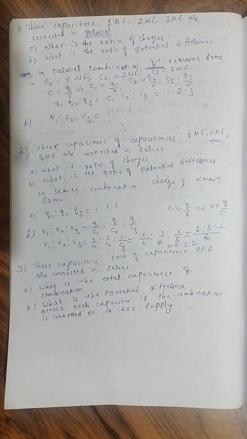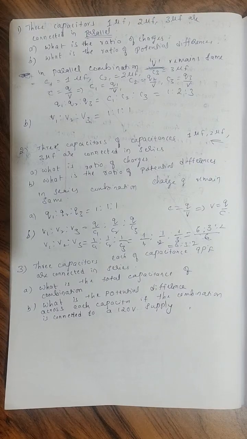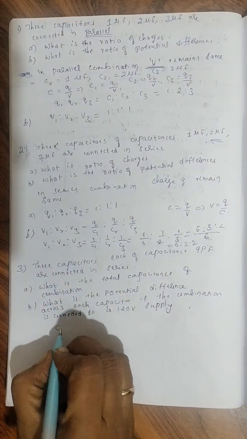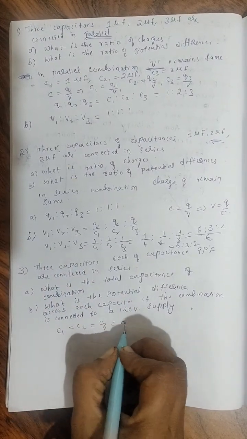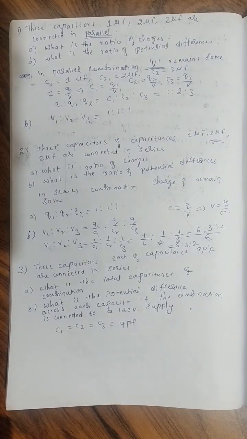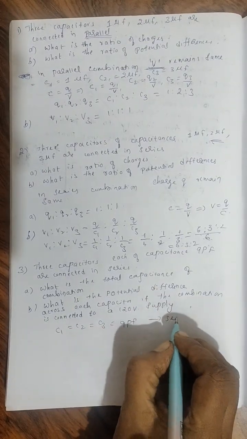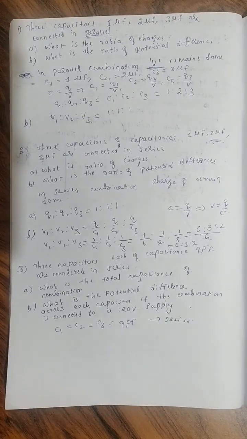Right? Now the next problem: 3 capacitors, each of capacitance 9 picofarad, are connected in series. So 3 capacitors such that C1 is equal to C2 is equal to C3 is equal to 9 picofarad. They are connected in series. What is the total capacitance of the combination? So what will be the capacitance?